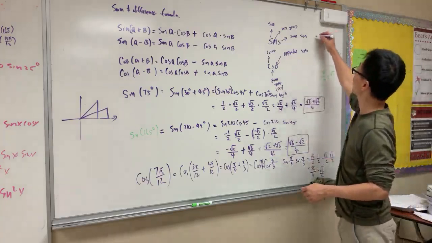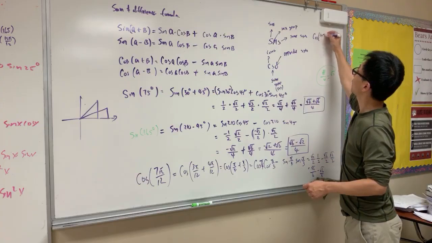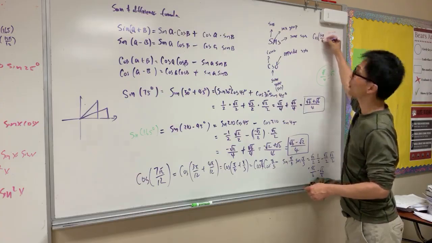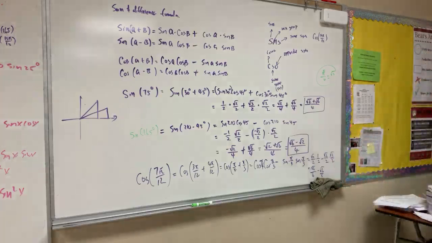I want you to try cosine of, I don't know, 19 pi over 12. So think about cosine of 19 pi over 12.